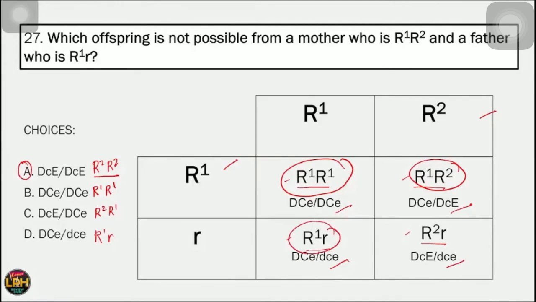And another possible combination is R2, R, which is represented as the big D, small c, and big E, and small d, small c, small e genotype. So the answer is letter A for number 27.